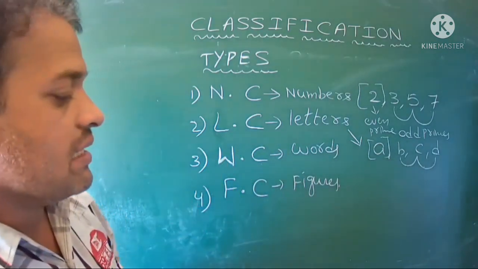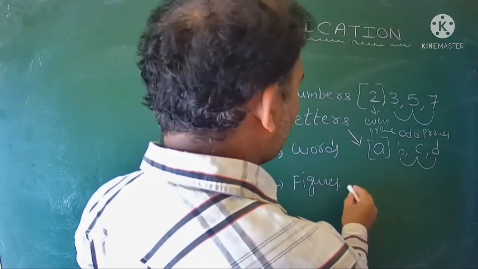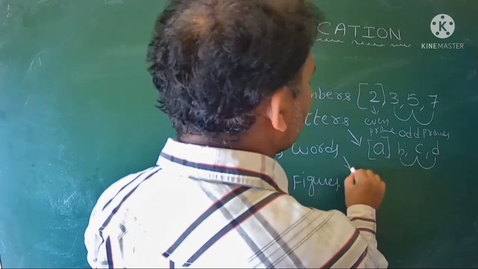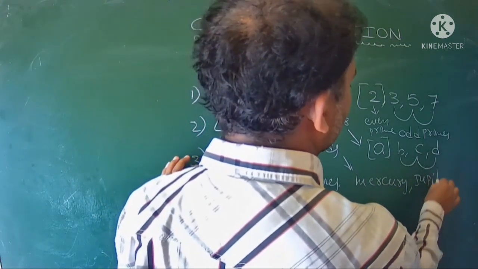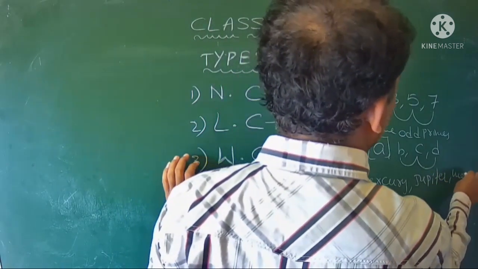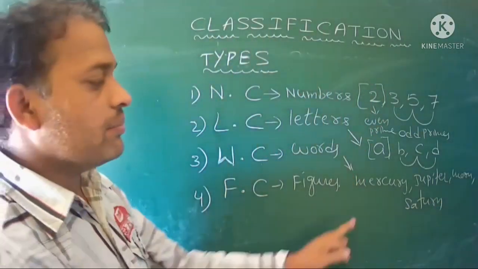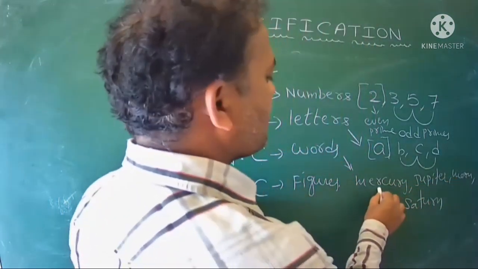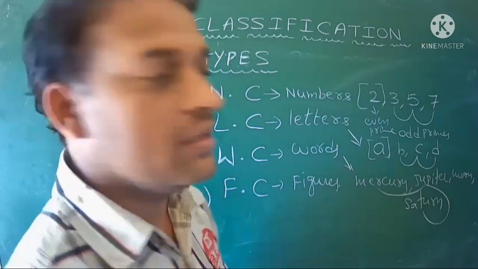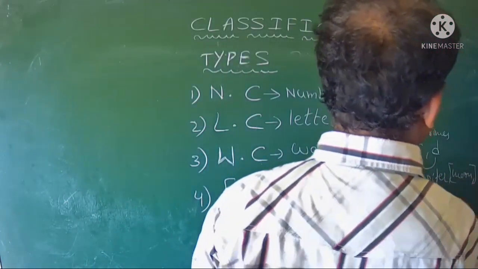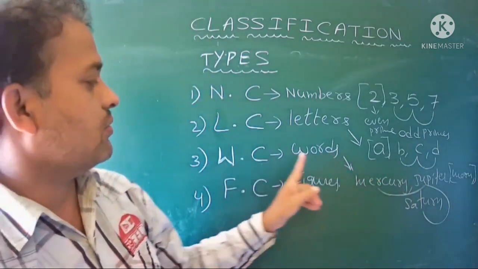Similarly, in word classification, suppose it is Mercury, Jupiter, Moon, Saturn. Once you observe this, Mercury, Jupiter and Saturn are called planets, and the Moon is called a satellite. So the Moon is the different one. That is an example of word classification.